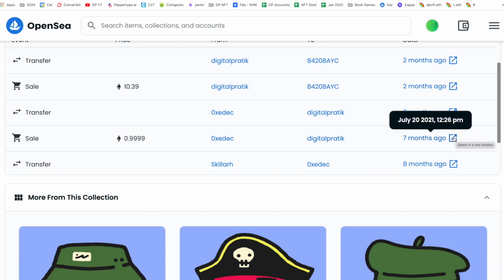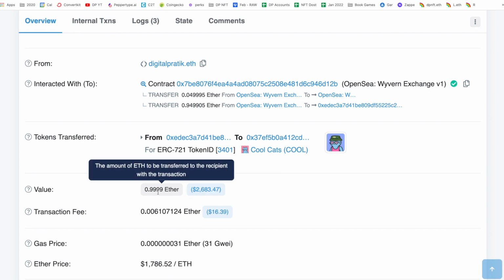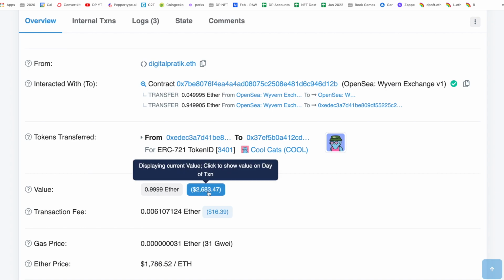I'll click on this for the buying transaction. The entire transaction is seen over here. On this page, you'll see the value is 0.999 Ether, which I had paid. But when you move your cursor to this dollar value, it says displaying current value. Click to show value on day of transaction, which means this is the value of Ethereum today, based on today's price point.